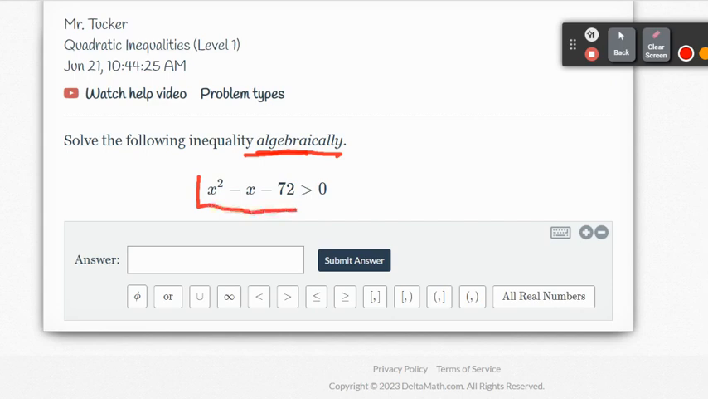But to do the drawing, I want to factor this to know where it would touch the x-axis. The question is asking, when is this bigger than 0? Well, I want to know when it is equal to 0. So off to the side, I'm going to say x squared minus x minus 72. I want to know when it's actually equal to 0, because then I can decide when it was above or below 0. So to do this problem, I want to factor.